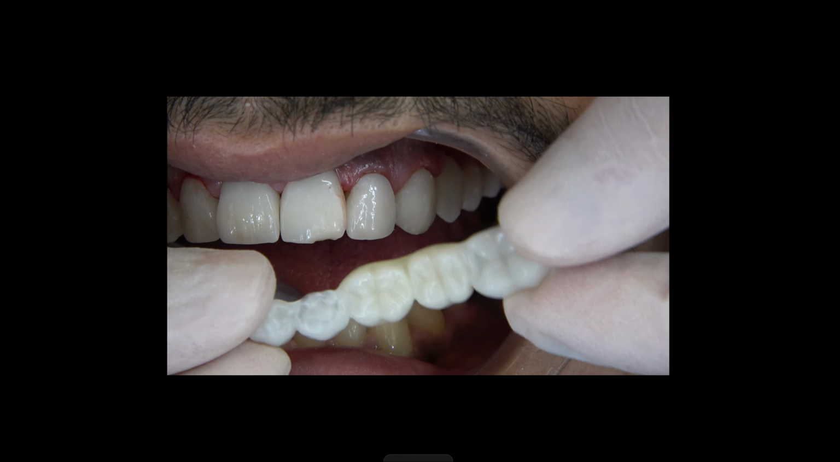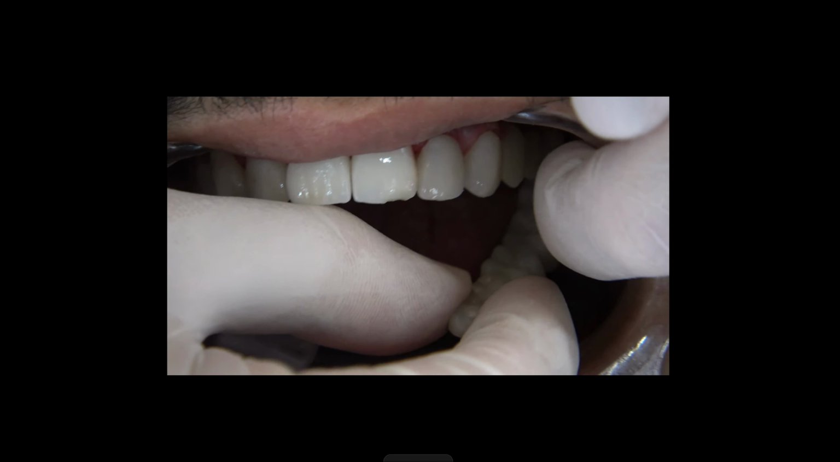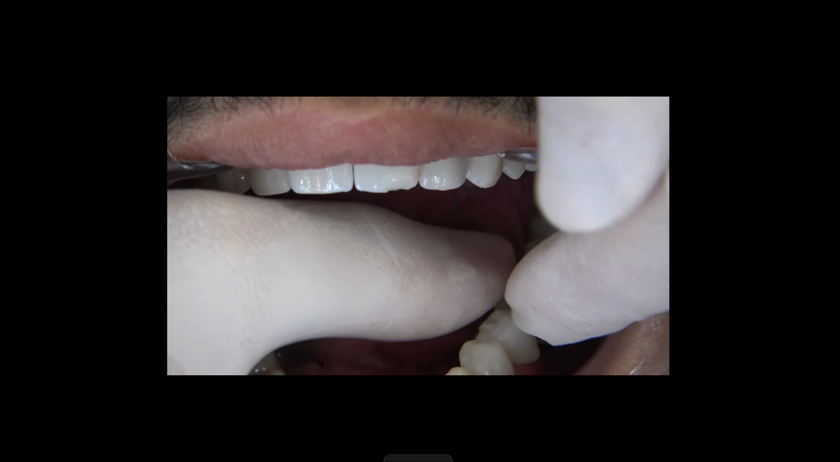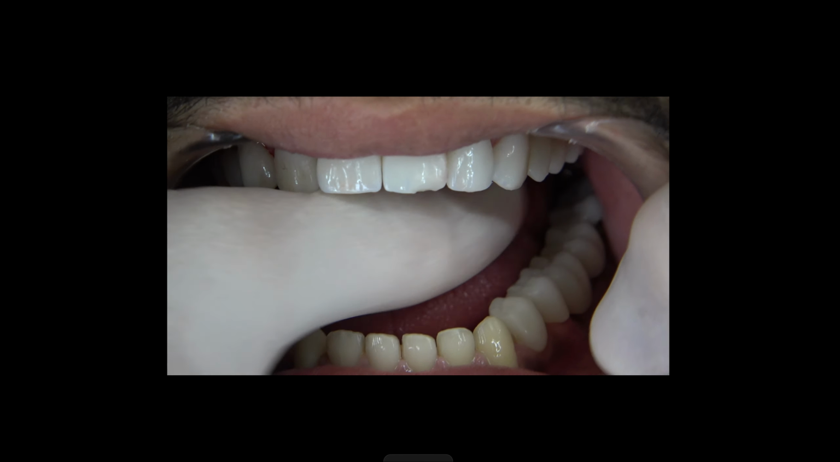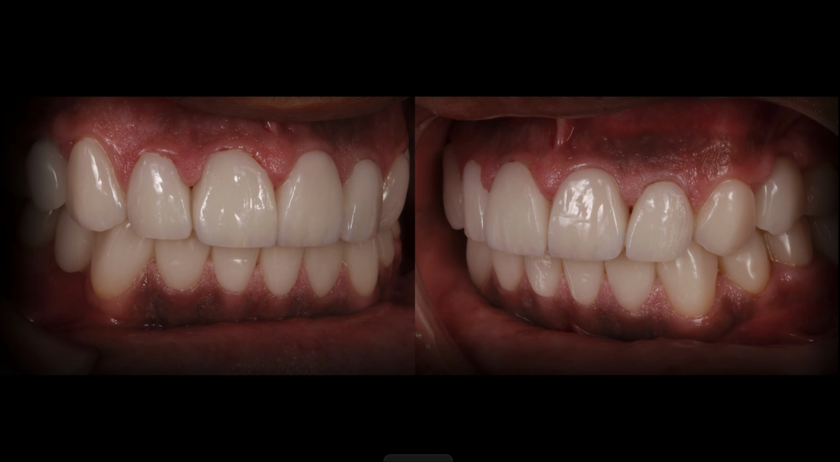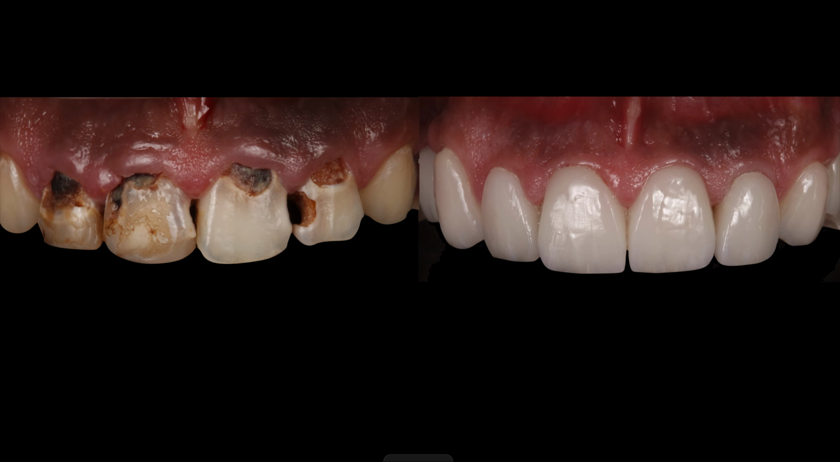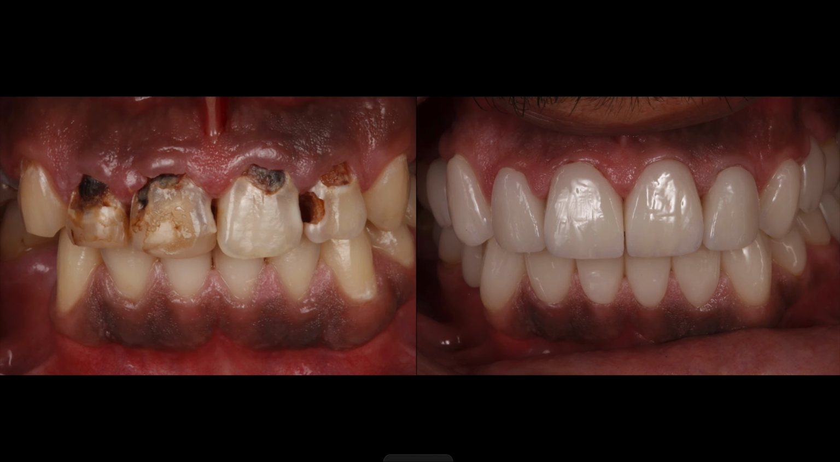And in the posterior, because we already extracted the tooth, we are going to cement this kind of provisional bridge, okay, to keep the DVO as we planned, and then cement the lower veneers. And this is how it ends up, the beginning and the end.